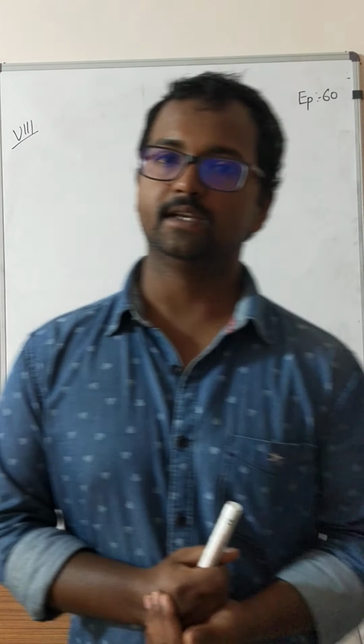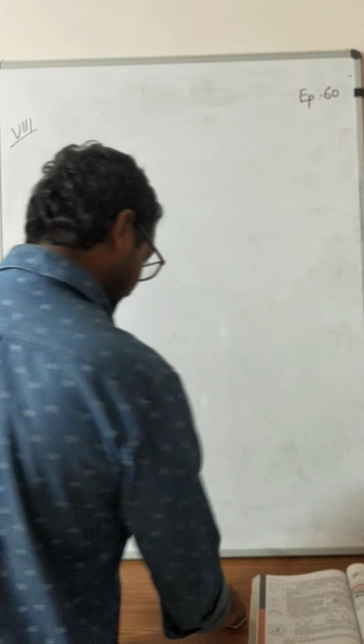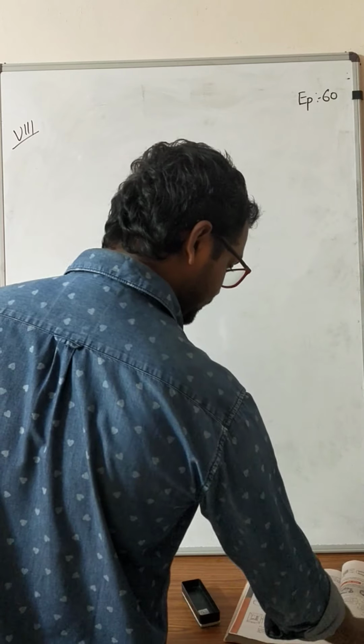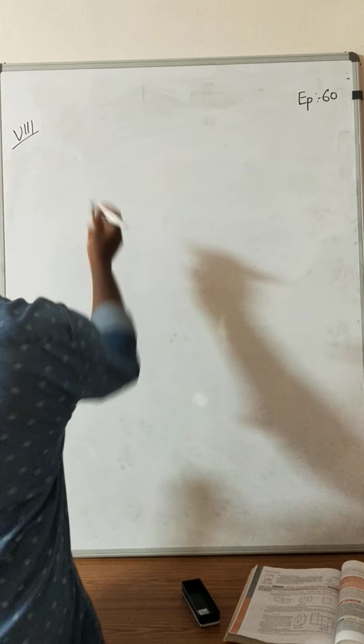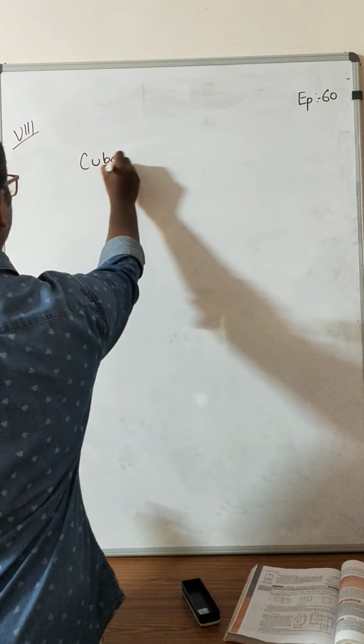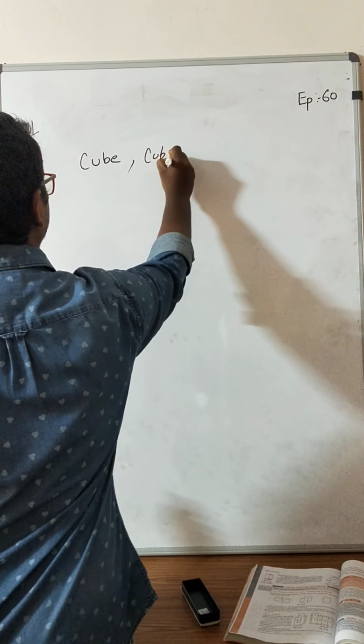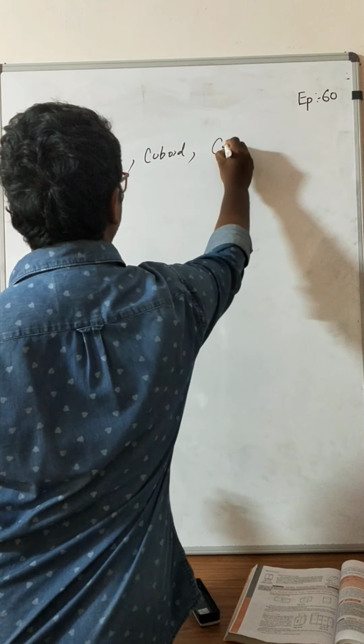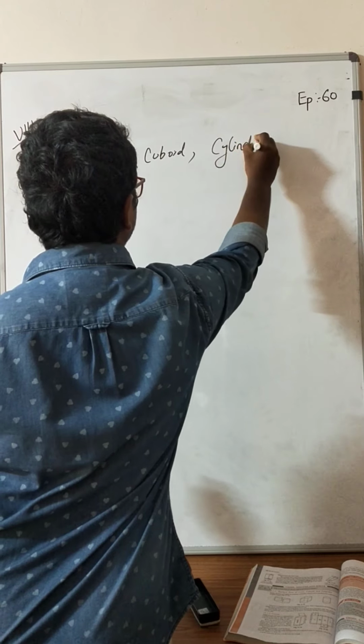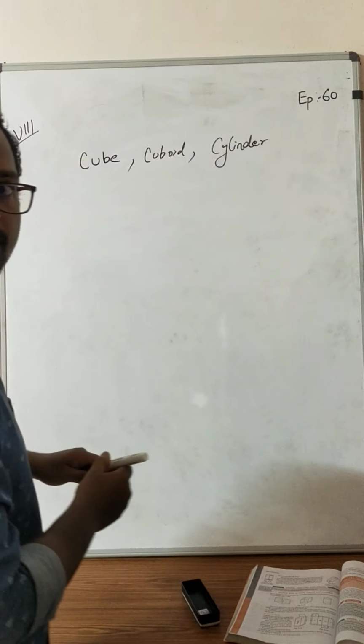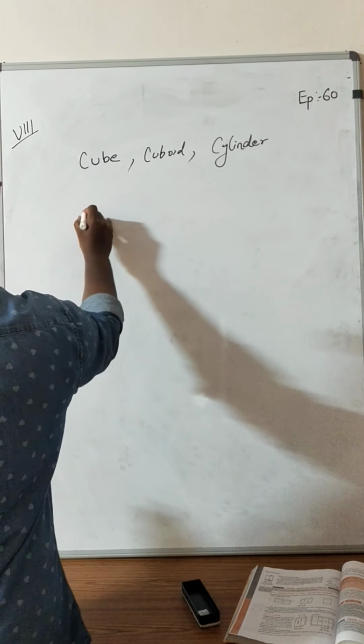Good morning, students. In our last class, we were studying the mensuration chapter, and we have done till exercise 11.2, and today we are going to continue from there. Today we are going to study some of the three-dimensional solid shapes, which are basically cube, cuboid, and cylinder. Let us understand what is a cube.